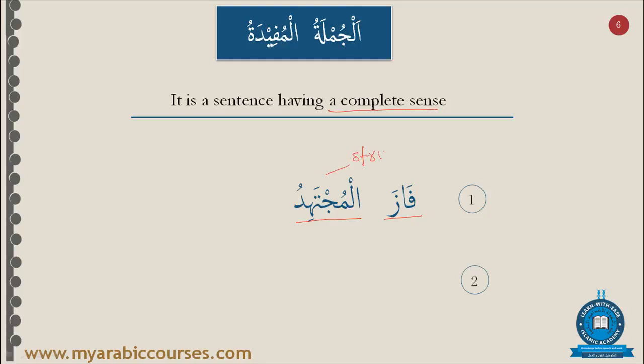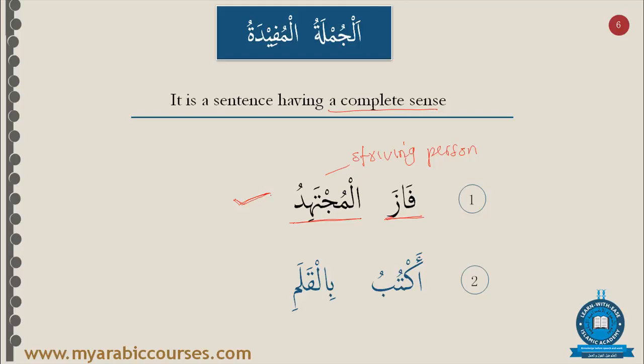The striving person is al-mujtahid in Arabic language. Faza is successful. Or I say the striving person is successful. Faza al-mujtahidu. This particular sentence makes a complete sense to me, so I call it al-jumlatul mufida.